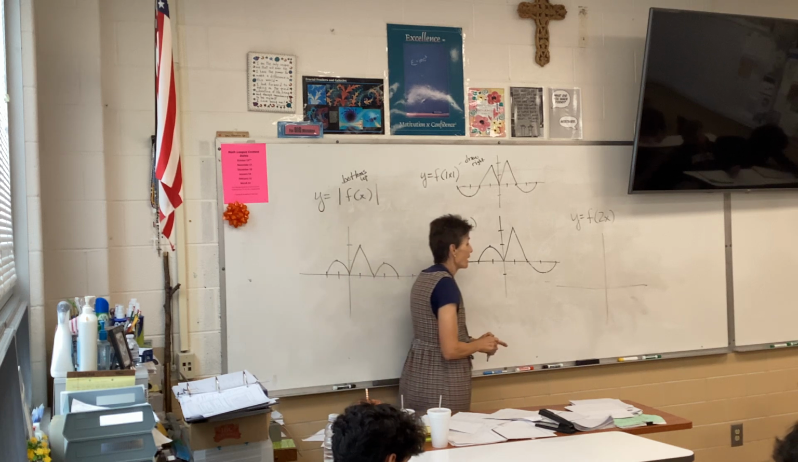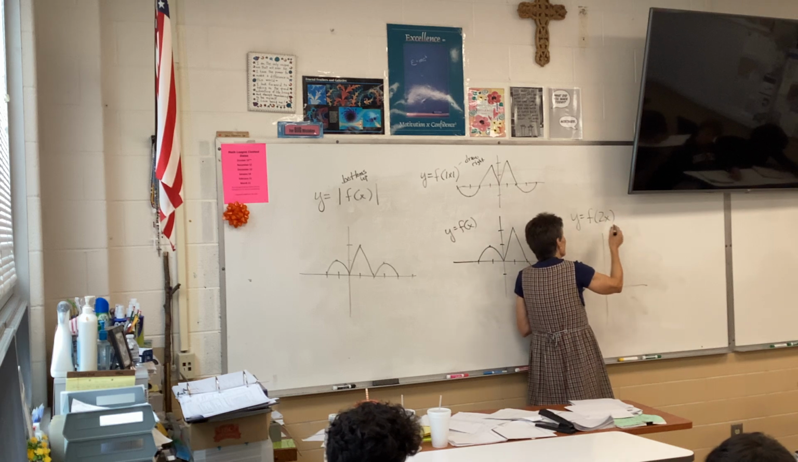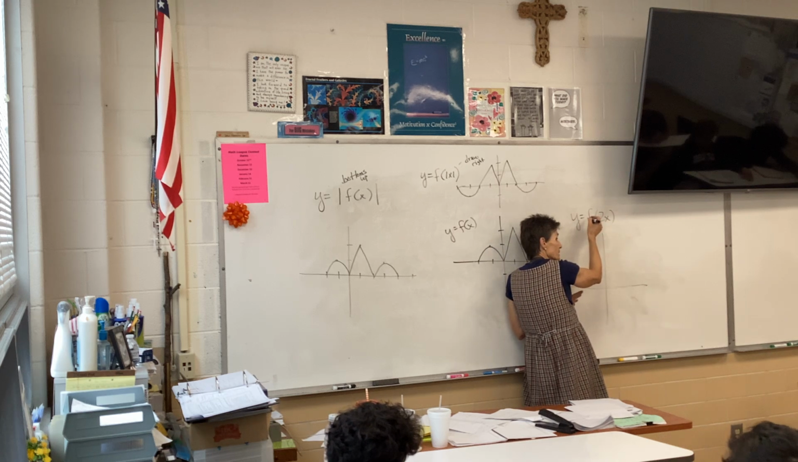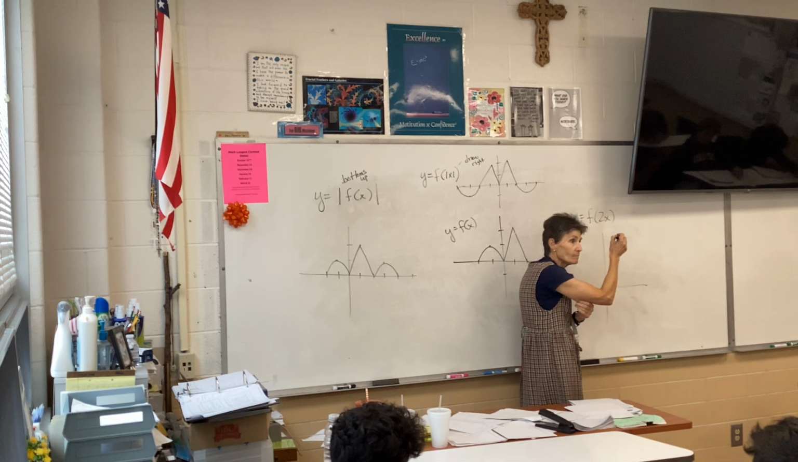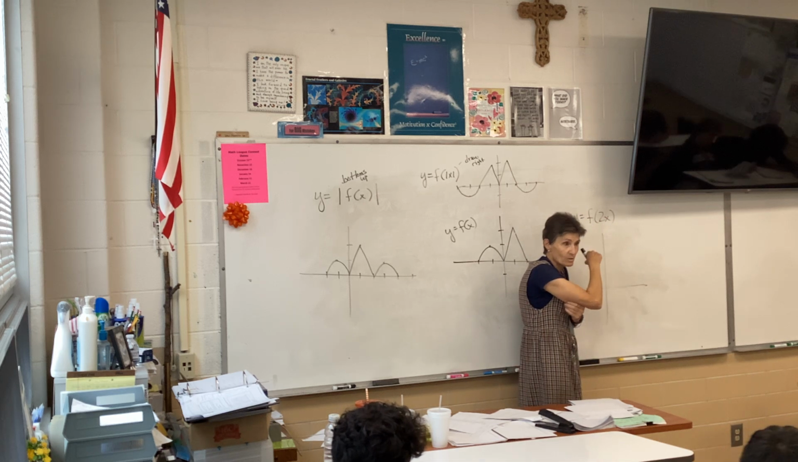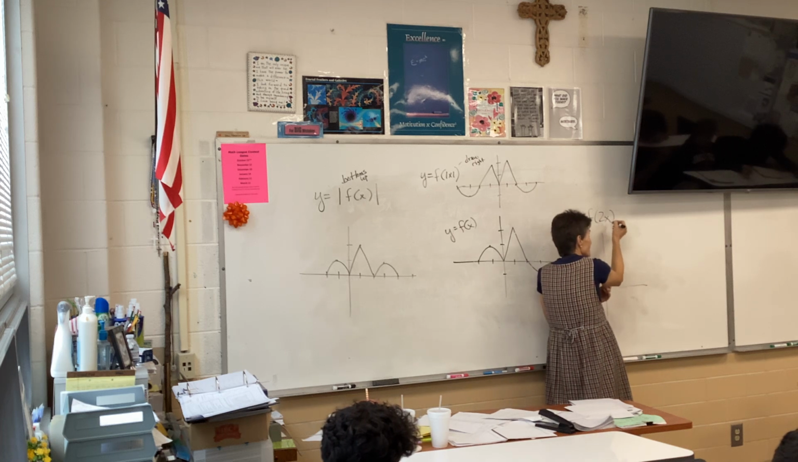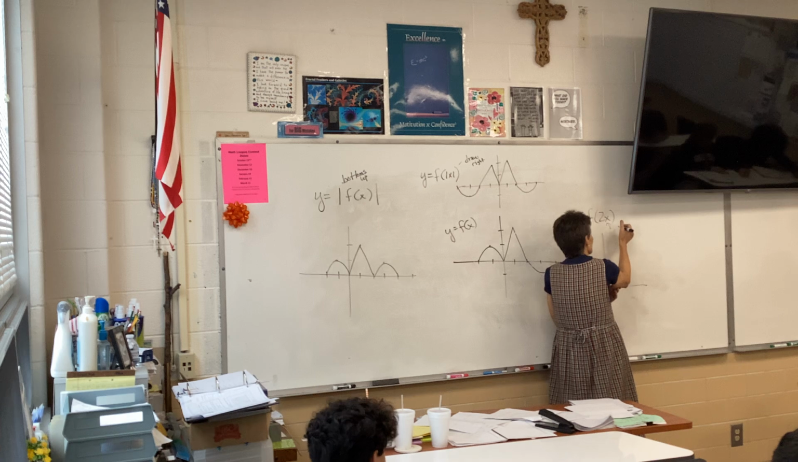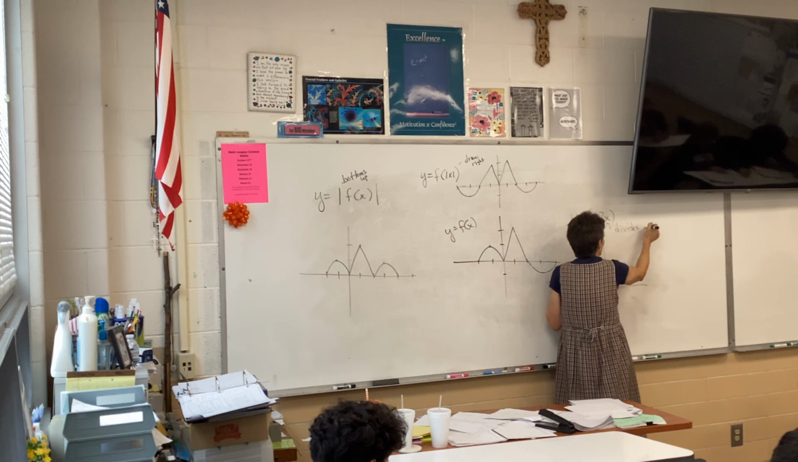Alright, and what about this guy? What does this number do? Now, stop. A number out in front multiplies the height. We did one of those. What does a number, a coefficient inside do? Divides the width.